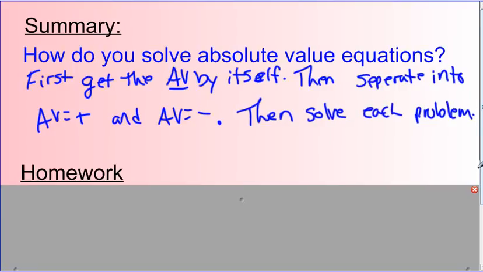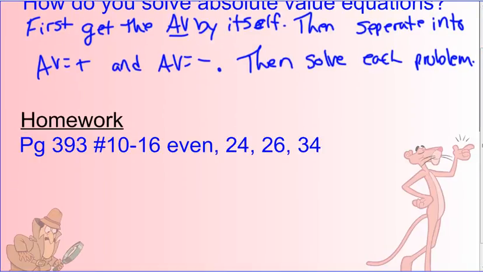Now your answer doesn't have to exactly match mine, but you should have had some of the same stuff. You had to say you had to get the absolute value by itself. You had to talk about separating it into both problems, and then you solve each of them. And then maybe both of those are your answers. You might have said something like, if the absolute value equals a negative, then it can't be done. You get no solution. All that kind of stuff.